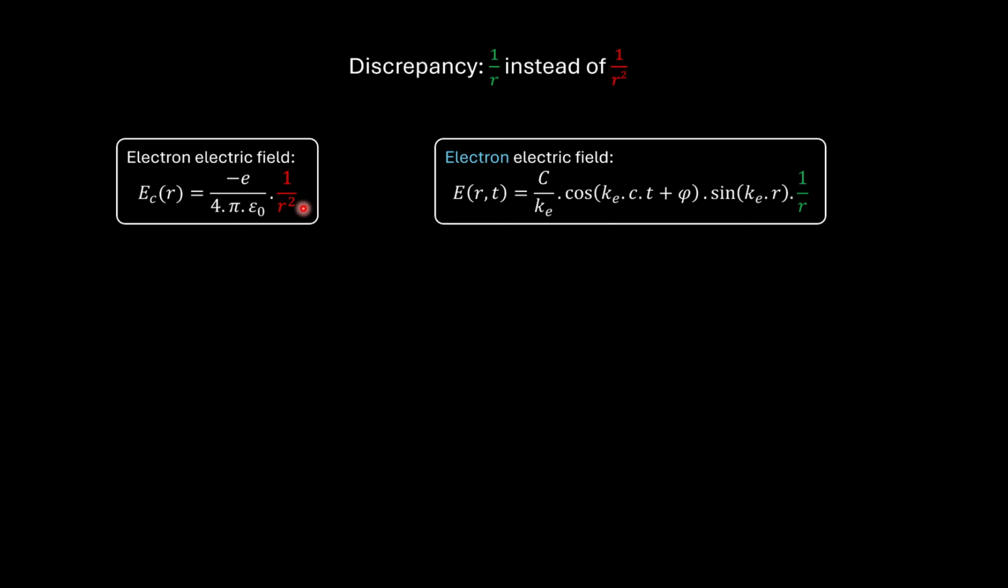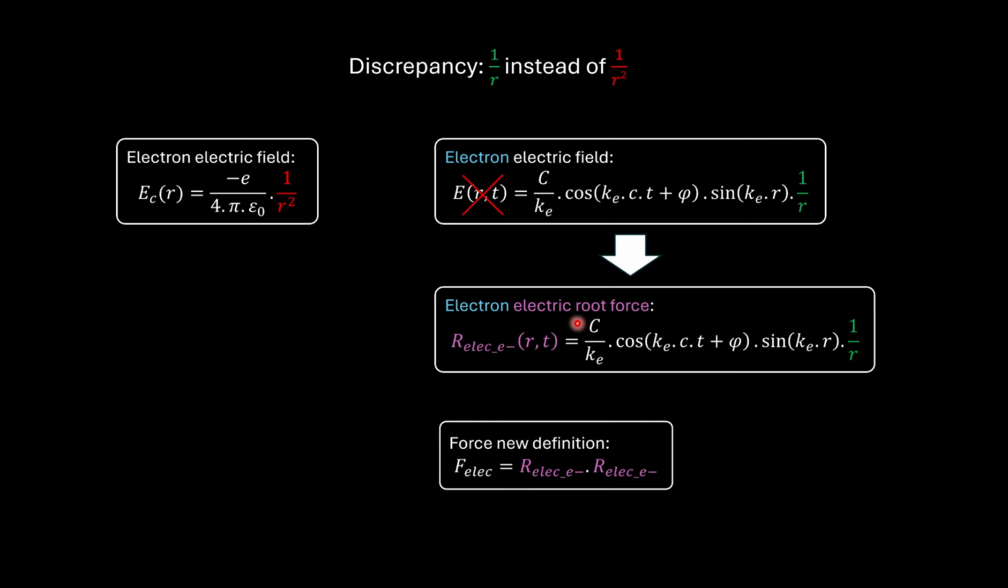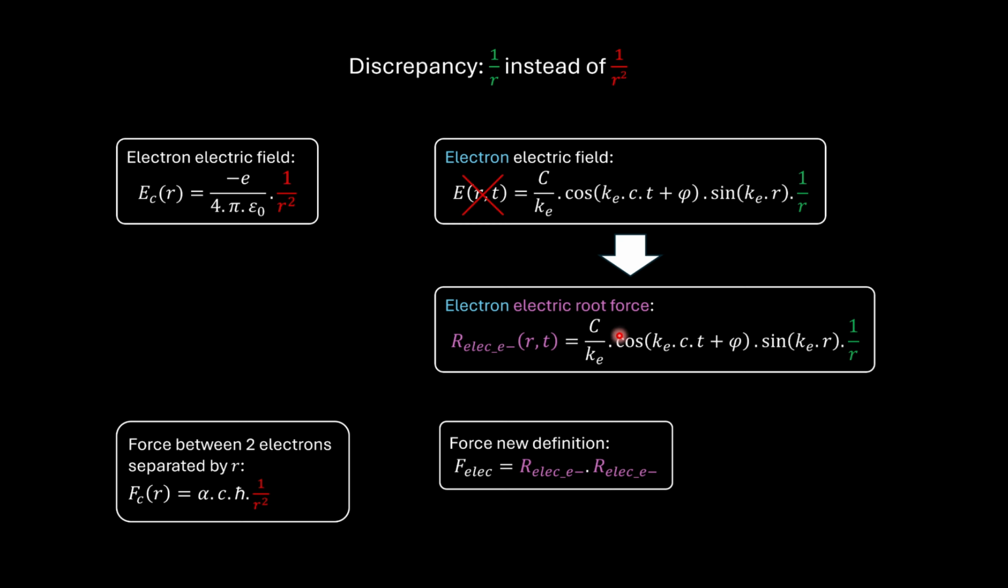Oops, there's a 1/r discrepancy. I introduce a new physical quantity that I call electric root force. It is defined such that the force between two objects is the electric root force of object 1 times the electric root force of object 2. To find the value of our constant c, let's compare it to the force between two electrons, the Coulomb force.